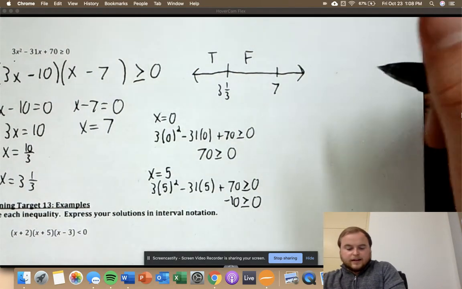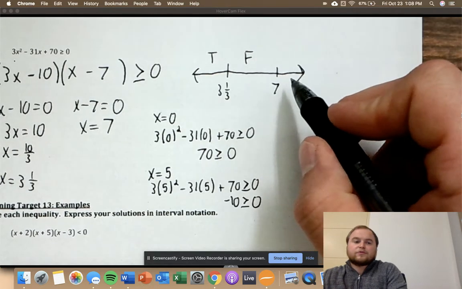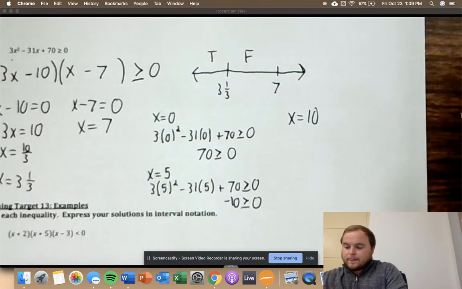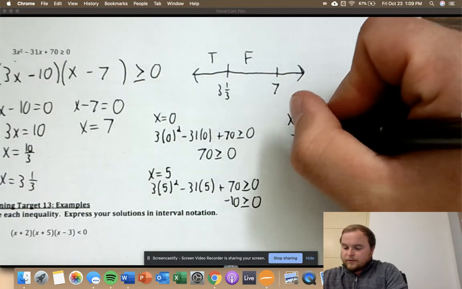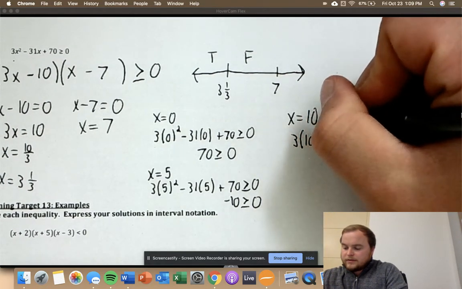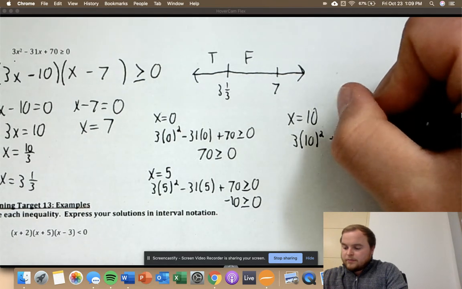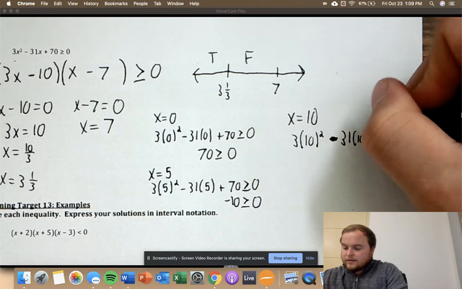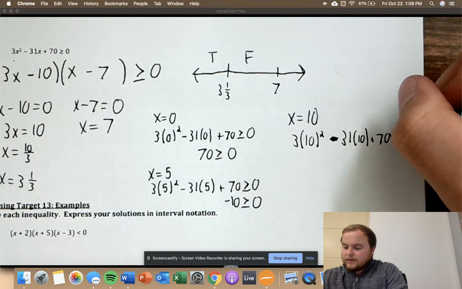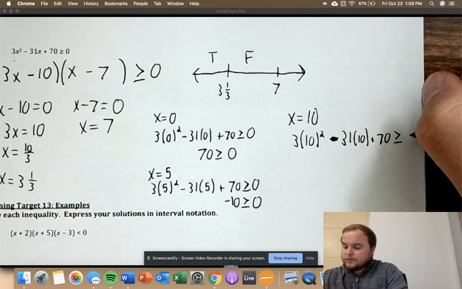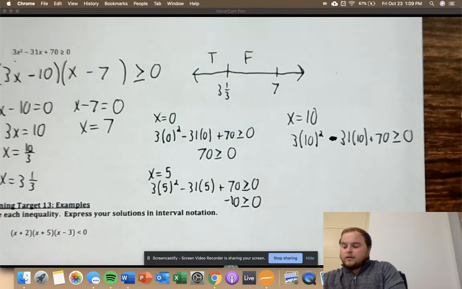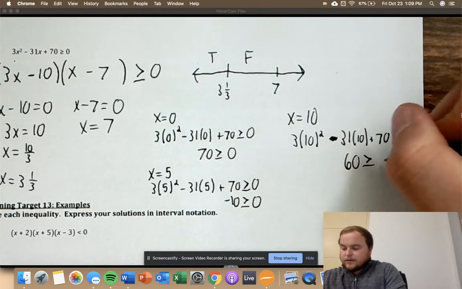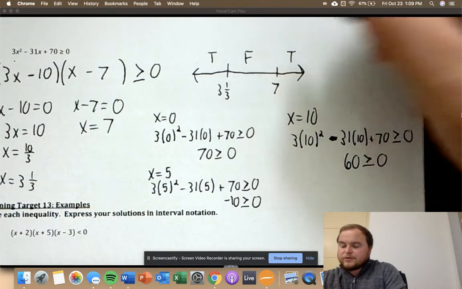And then we can test a number that's greater than 7, which let's just pick an easy one, 10. So we plug in 10: 3 times 10 squared, minus 31 times 10, plus 70 is greater than or equal to 0. This simplifies out to 60 is greater than or equal to 0, which is a true statement.